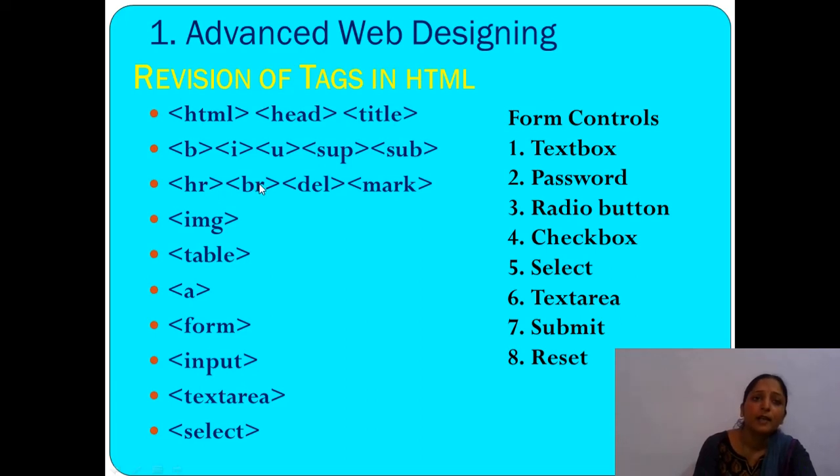Then BR tag is for breaking the line, DEL to delete the text, mark to display the highlighted text, IMG tag is used to display image on web page, table tag is used to display the table which contains some other subtags, that is TR tag, TD tag. TR for what? Table row, TD for table data.